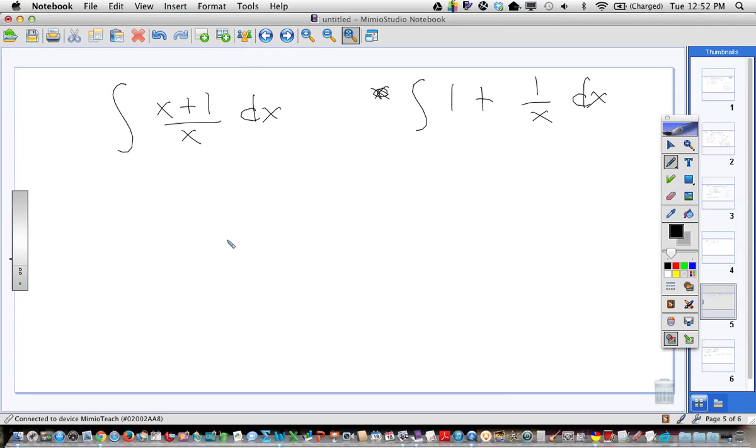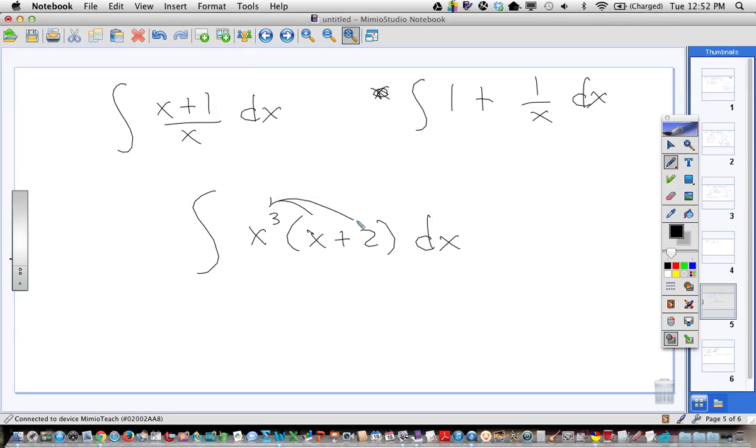But sometimes they have to be rewritten. We had some like this the other day. If I gave you this problem, are you going to do u substitution? What are you going to do? You're going to distribute that and then do a power rule, right?